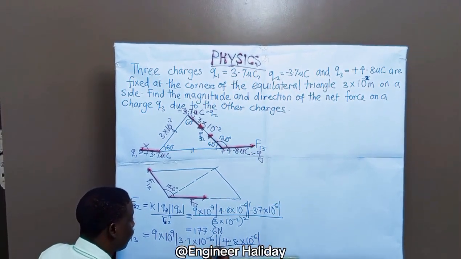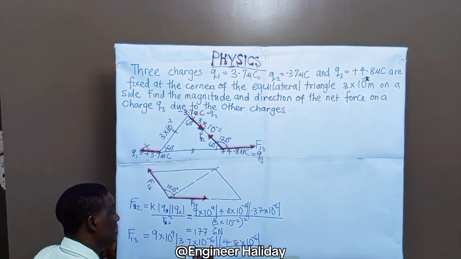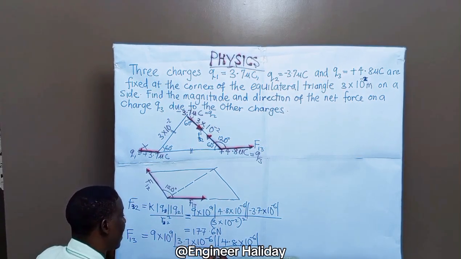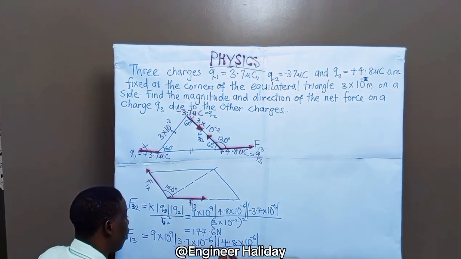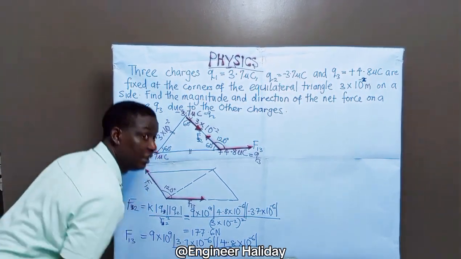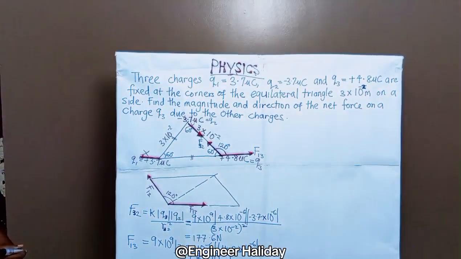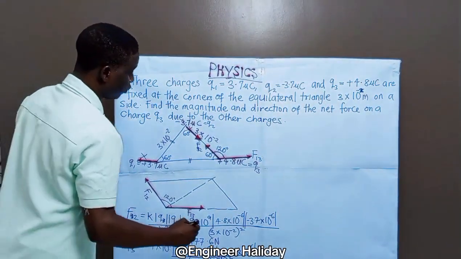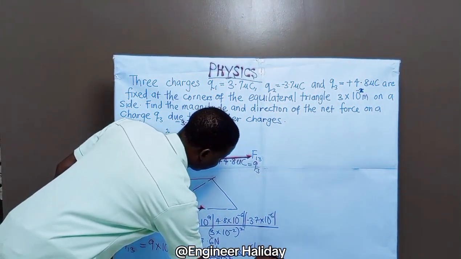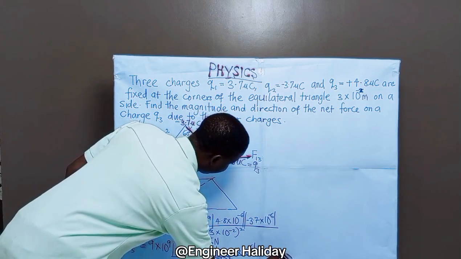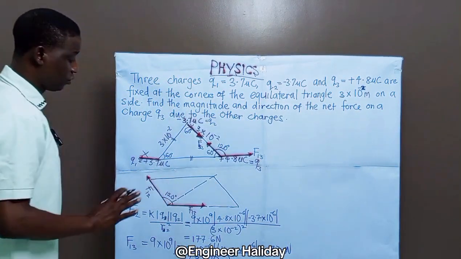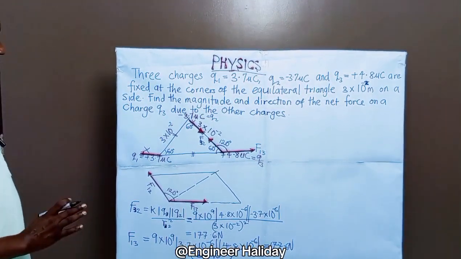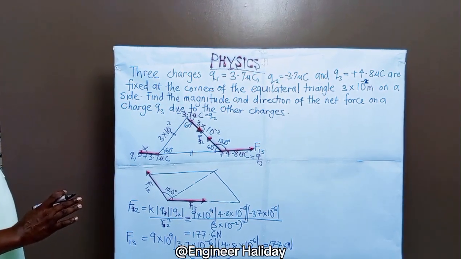So what about the distance apart? It's still (3 times 10 raised to -2) all squared. So in that case, what we are going to have now is this. You are going to still have 177.6 Newton. Now, I have gotten the two forces as the same, 177.6 Newton.